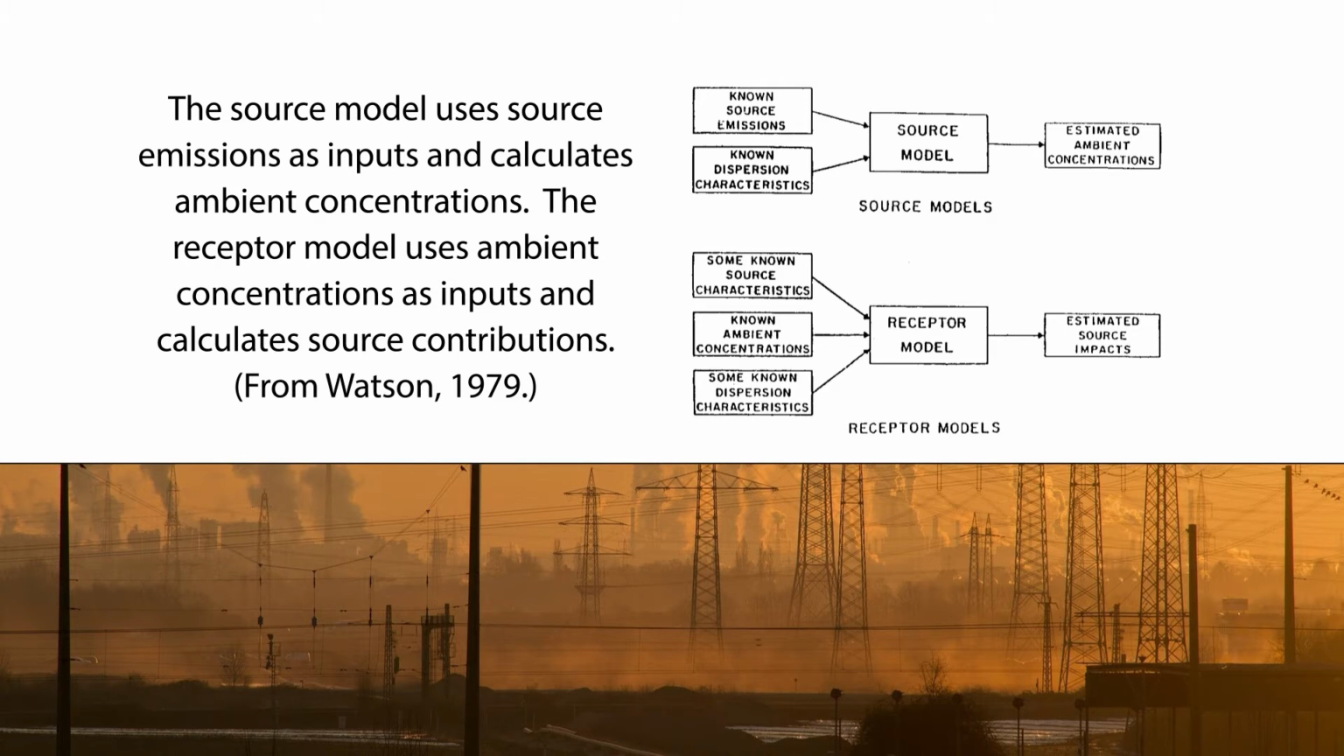In the source model, you can see the known source emissions and known dispersion characteristics. These are the two parameters that are given as input, and it will estimate the concentrations at a desired receptor location. So we can predict the concentrations in a downwind direction, maybe 1 kilometer, 2 kilometers, or 3 kilometers, whatever it may be.